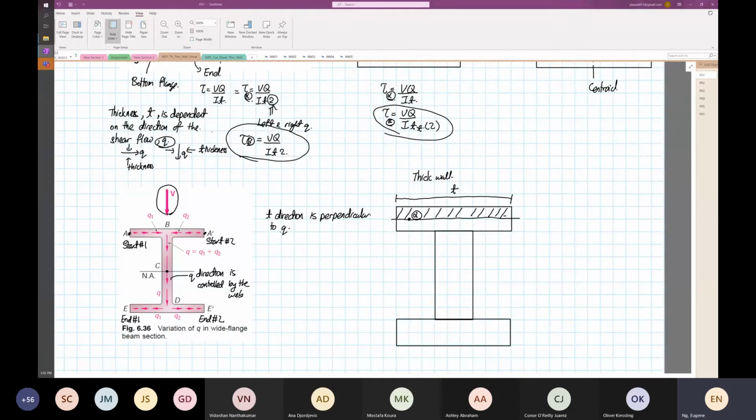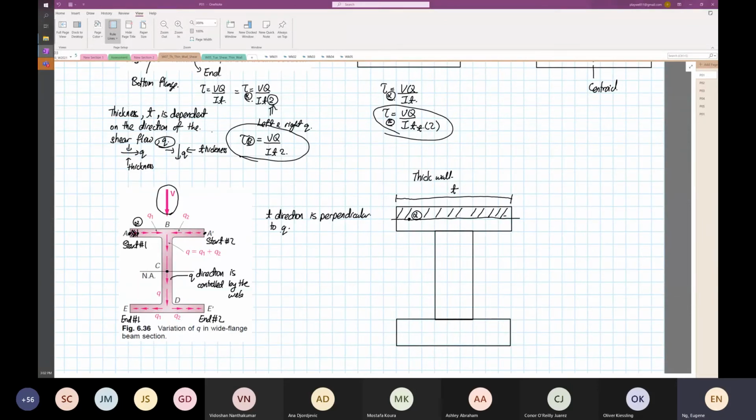Okay, that's the thickness that we're going to take. Now, for thin wall, what if you want to find alpha? What is the area that we take? Okay. So the area that we will take is this area.